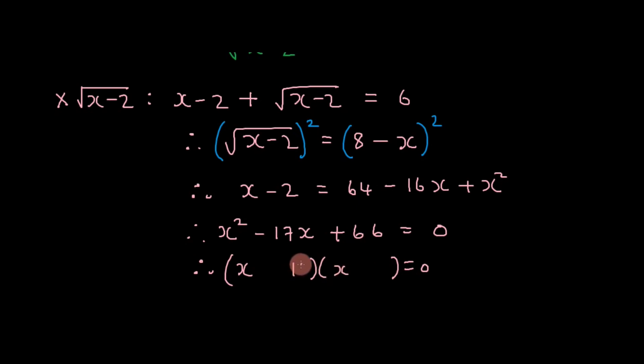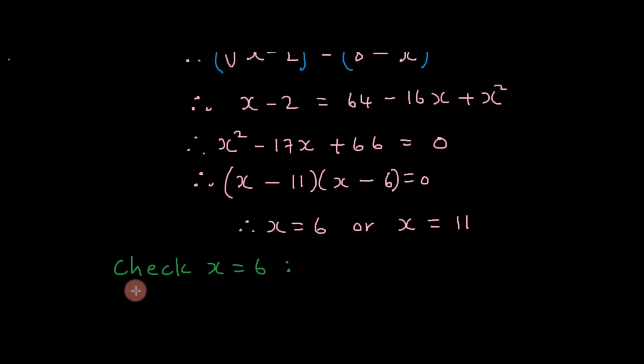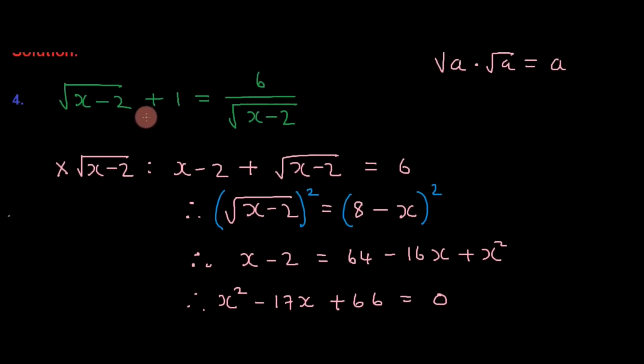So it's going to be 11 and 6. So then solving for x, we see that x equals 6 or x equals 11. So let's check our answers. We can first check x equals 6. We're going to substitute x equals 6 into the left-hand side of the original equation, which is the square root of x minus 2 plus 1.